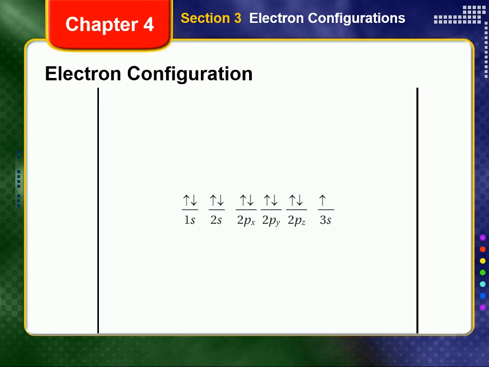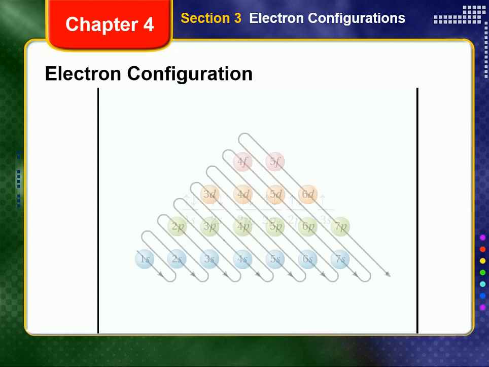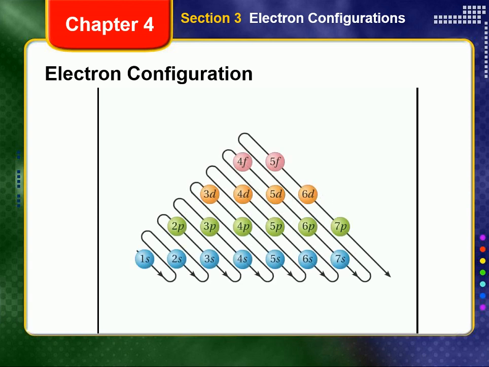The electrons can be represented by arrows pointing up or down. The sequence for writing an electron configuration usually follows the order shown in this diagram. Each s orbital can hold 2 electrons. Each group of 3 p orbitals can hold 6 electrons. Each group of 5 d orbitals can hold 10 electrons. And each group of 7 f orbitals can hold 14 electrons. By filling in the orbitals one at a time, electron configurations can be determined for most elements.